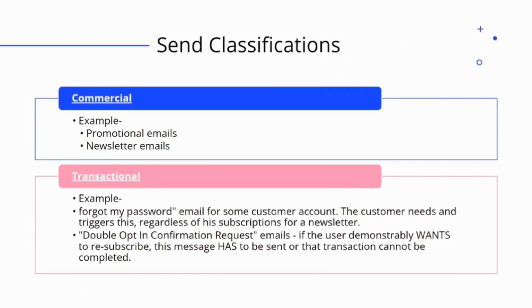Send classification is a setting which clearly differentiates commercial and transactional sends. Because commercial sends have different requirements, transactional sends have different requirements. Transactional sends will not contain an unsubscribe link. So while you are going to send an email, the system should understand whether it is commercial or transactional. How will it understand? It will understand by looking at the send classification.